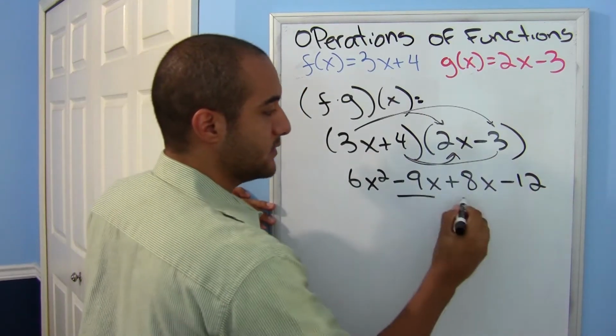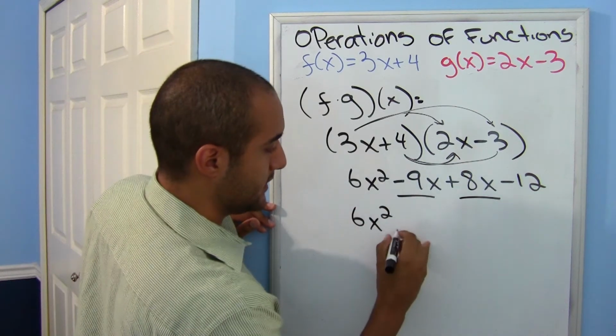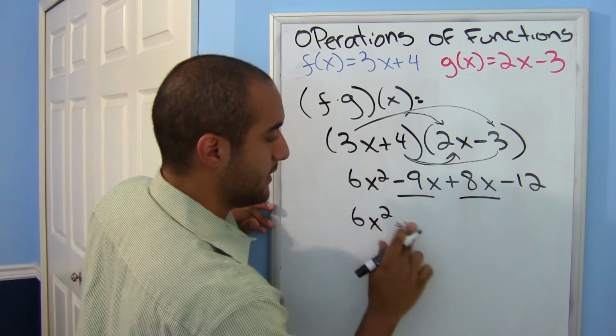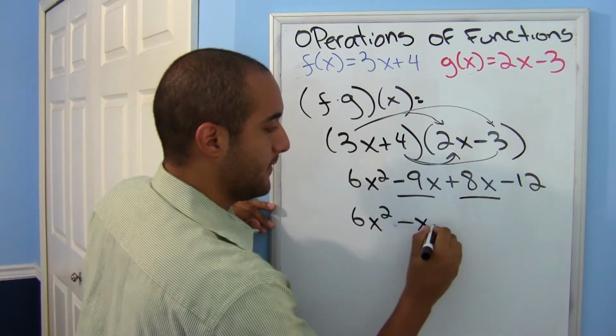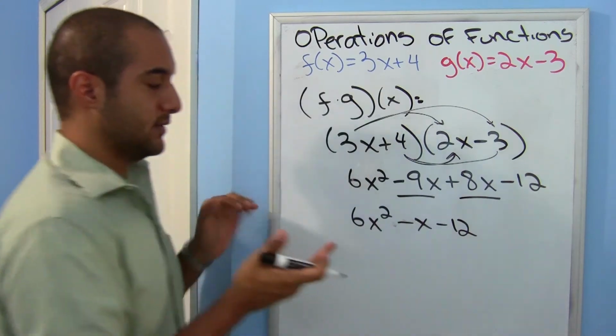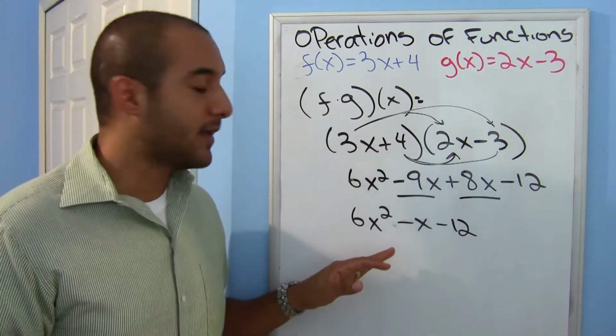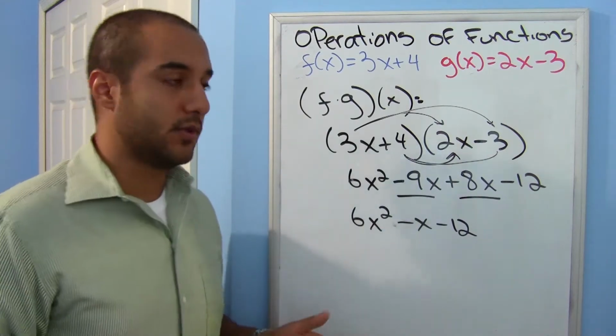I only have this to combine, so this is minus x minus 12. And here this is just quadratic, so it's a parabola we graphed. The domain is not hindered by anything, so my domain is all real numbers.